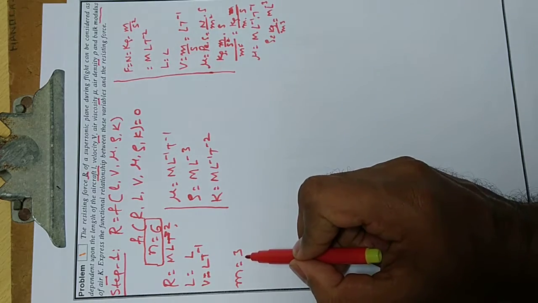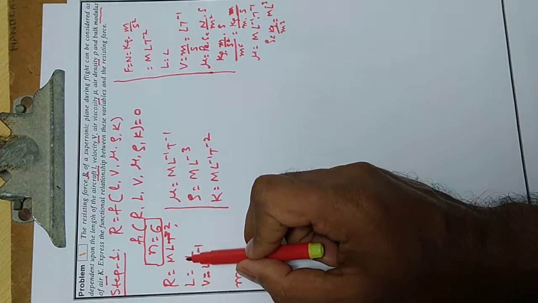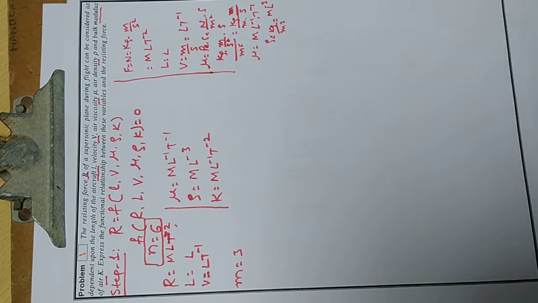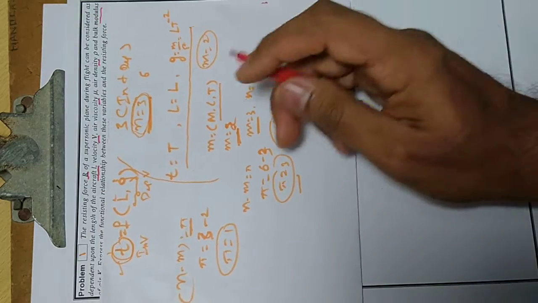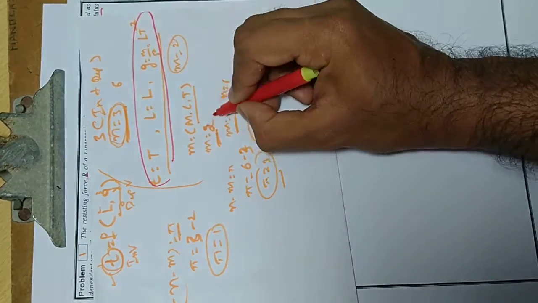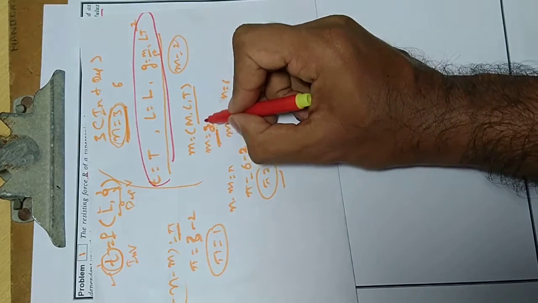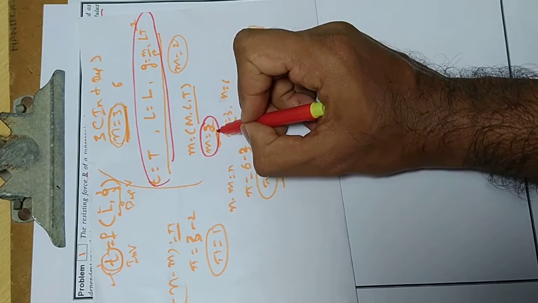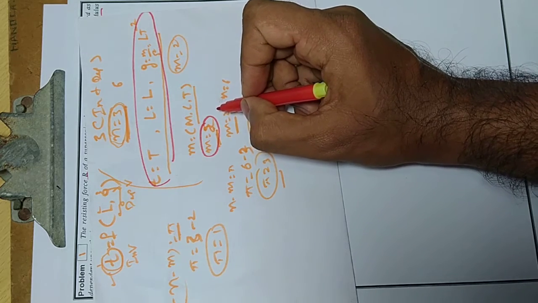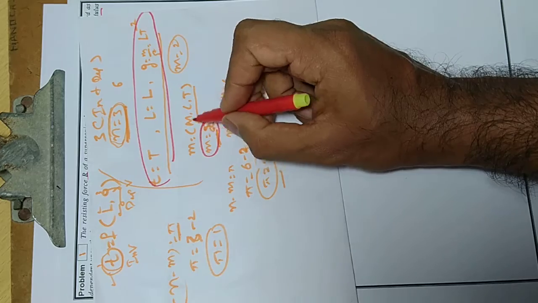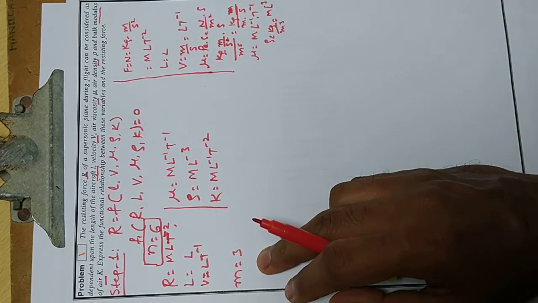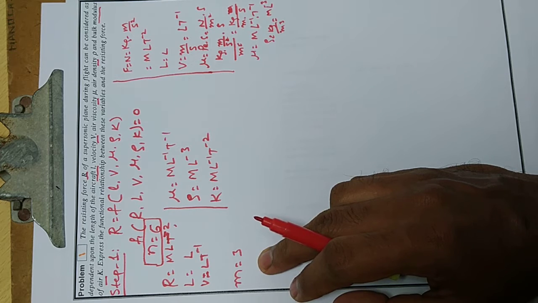Suppose in a problem the mass dimension is not there, then m becomes 2. I'll show that in the last problem. Here in this problem, all three are present, so m is equal to 3. You have to write this m value; the repeating variables are the fundamental dimensions. This you write after writing the dimensions of all the variables. Here we got m equals 3.